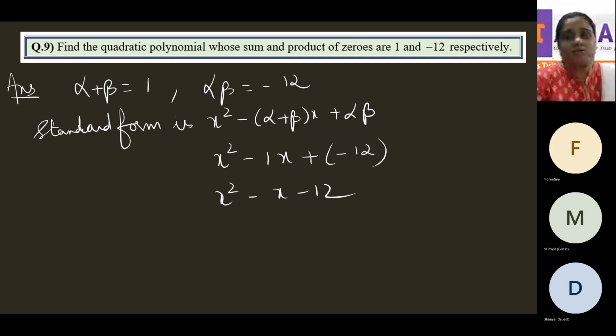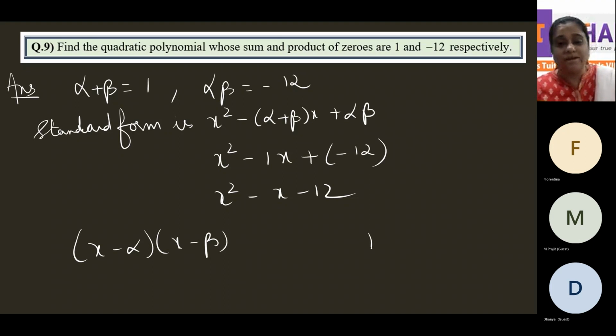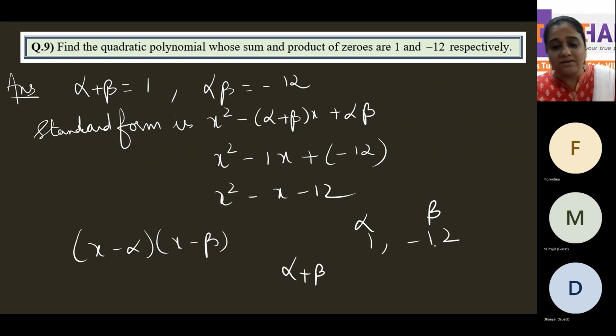You can't do that because 1 and minus 12 are not the zeros. They are the sum and product of the zeros. Here we cannot use x minus alpha into x minus beta because 1 and minus 12 are not alpha and beta. Yes, ma'am. 1 is alpha plus beta and minus 12 is alpha beta.